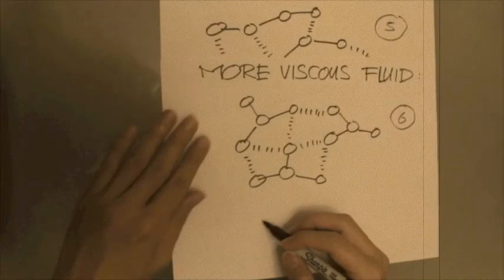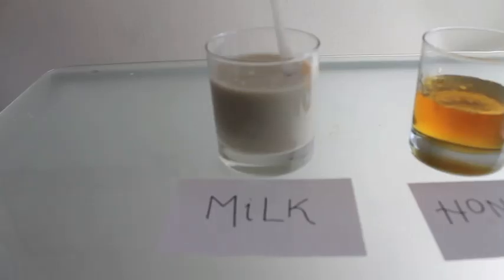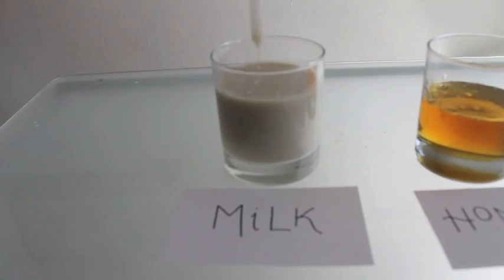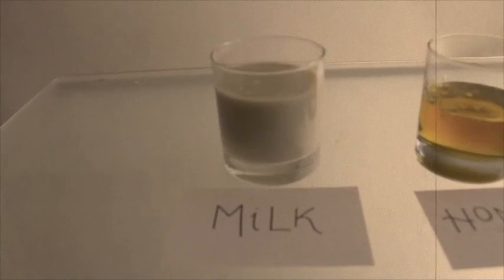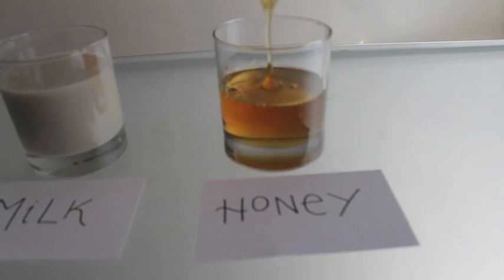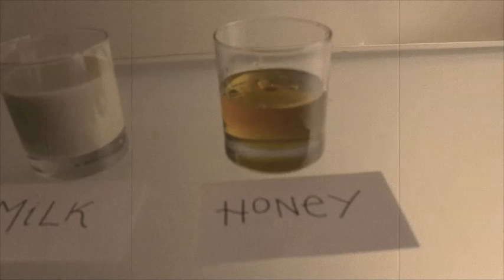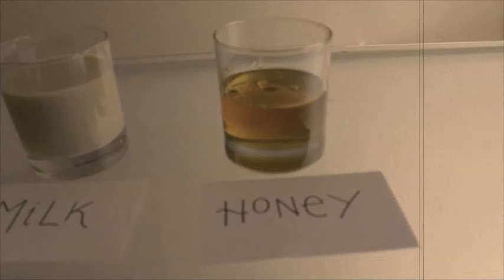Now think about what is happening on the molecular level as we move a straw through our glasses of milk and honey. Since milk has low viscosity, I can overcome the intermolecular forces and move the straw around easily. Since honey has high viscosity, I cannot overcome the intermolecular forces as easily, so I feel a greater resistance as I move the straw around.